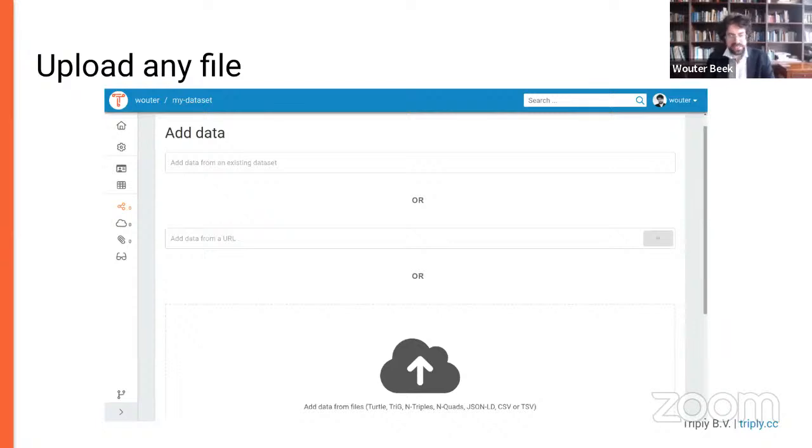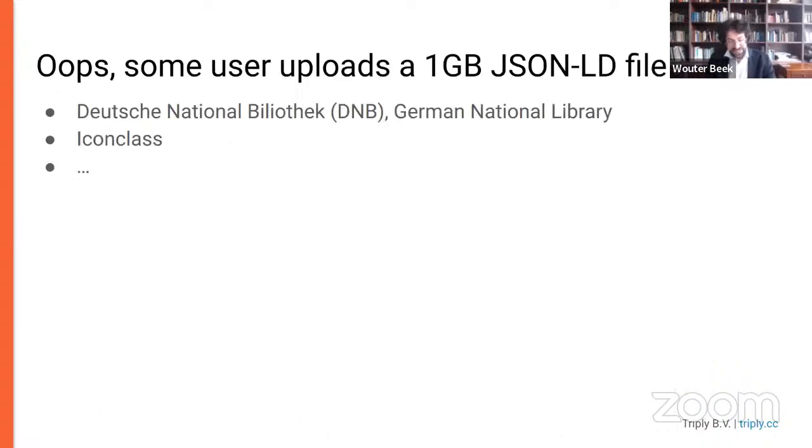I'm creating a new dataset, and I want to add some data. So I can add data from a URL on the web. That's very convenient for vocabularies, for example. But I also can drag and drop some of my files, and notice that I can have several formats, for example, JSON-LD, and I can just drag and drop a JSON-LD file and everything goes fine. Until it doesn't, of course, as is always the case in computer science.